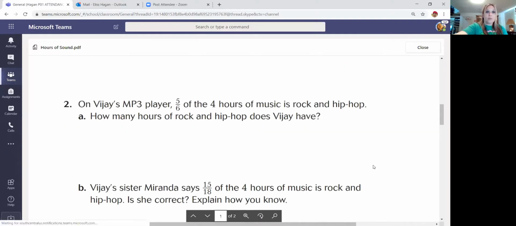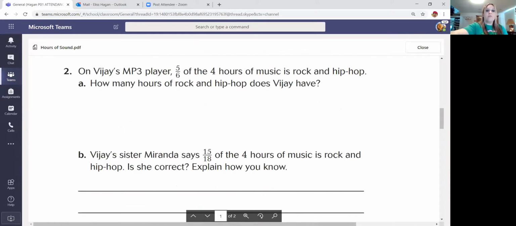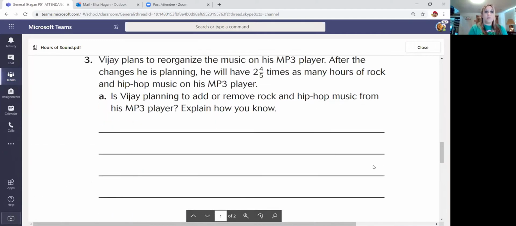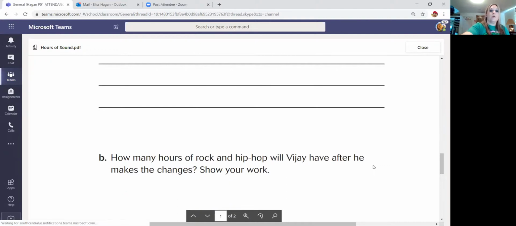I see whole numbers and fractions. So since I've been studying whole numbers and fractions, that probably means that I'm going to multiply the whole numbers and the fractions. Okay, so let me close this assignment.